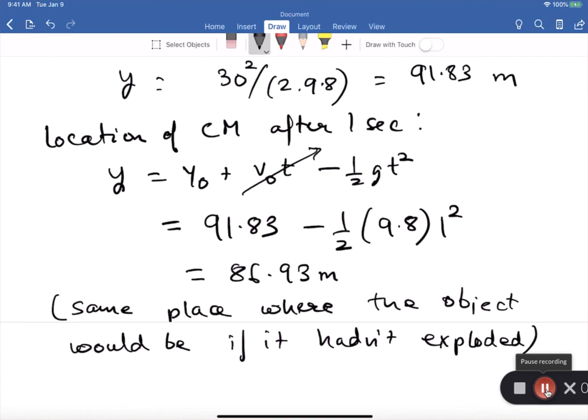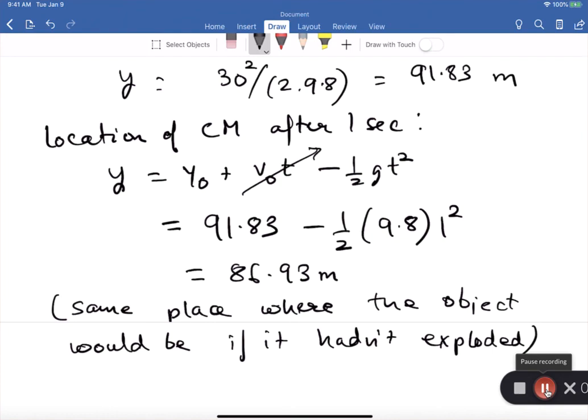All right. So the main idea that we used in this problem is that the motion of the center of mass is strictly determined by the external forces. Internal forces, such as an explosion, might cause different parts of the object to go off and do different things, like fly off in different directions, but that does not affect the motion of the center of mass.